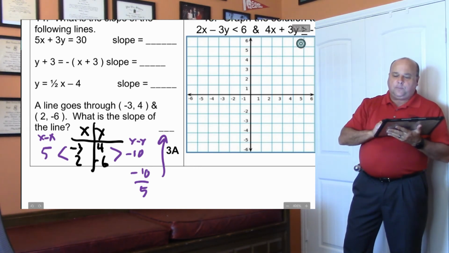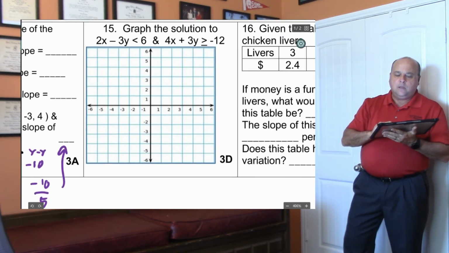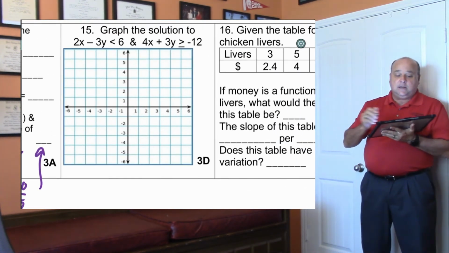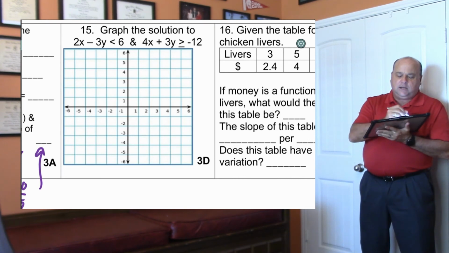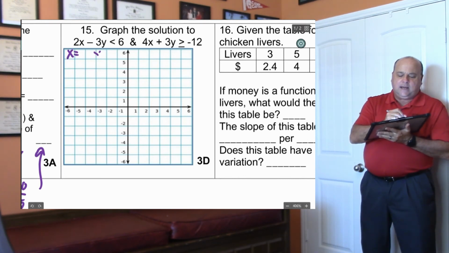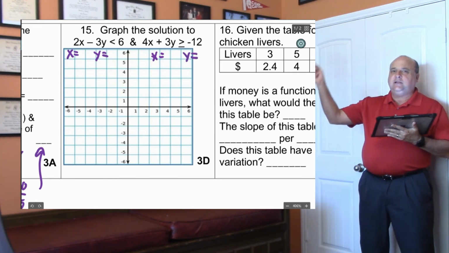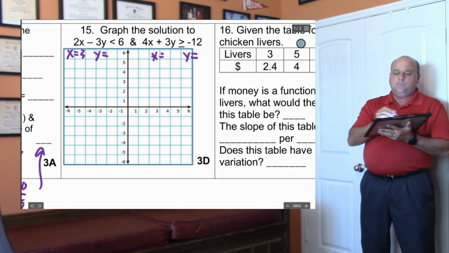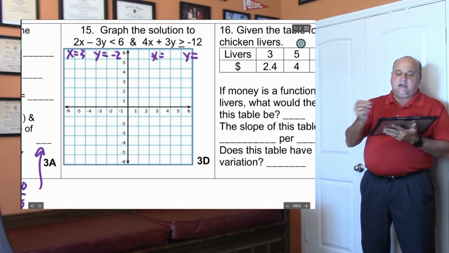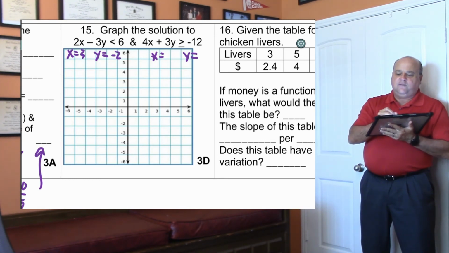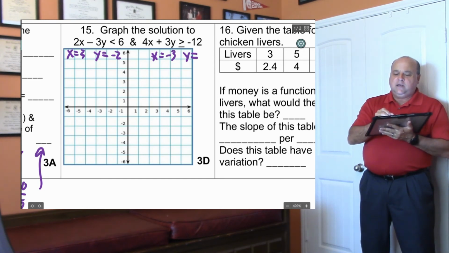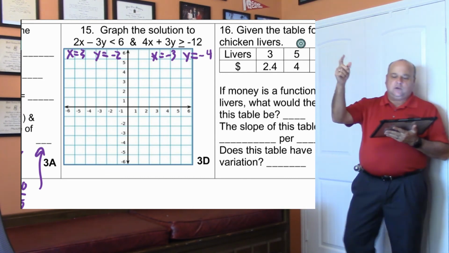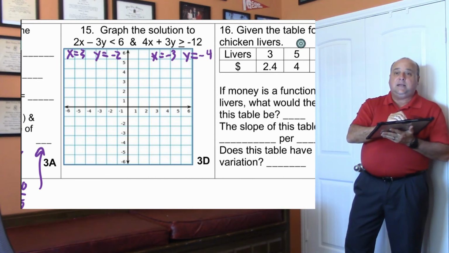Okay, the last one I'm going to help you out with is this one. Okay, I'm going to actually start you on 16. On this one right here, I'm going to put, let's see, I'm going to put it up here. Put x equal, y equal. Put x equal, y equal. And get your x-intercepts and your y-intercepts. So right here, 6 divided by 2 is 3. 6 divided by negative 3 is negative 2. Negative 12 divided by 4 is negative 3. Negative 12 divided by 3 is negative 4. Okay, so I'm going to connect those dots. This line is going to be dashed.